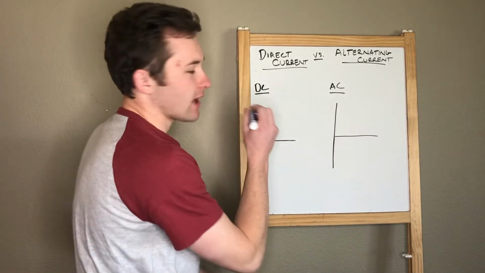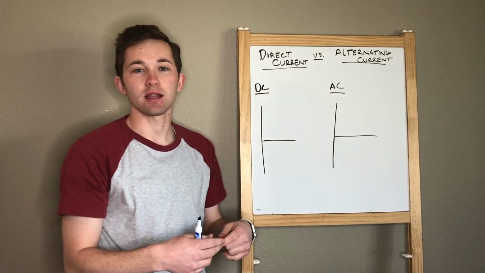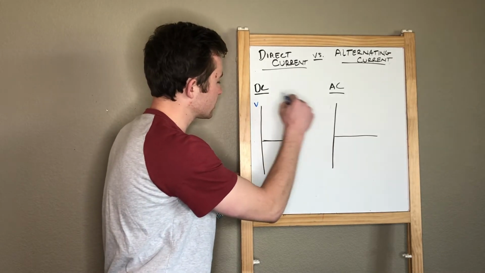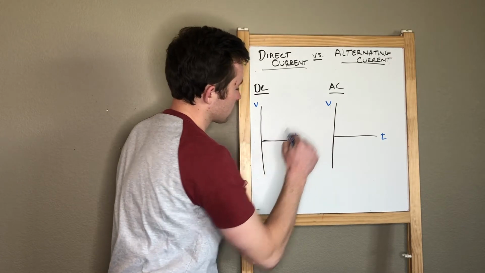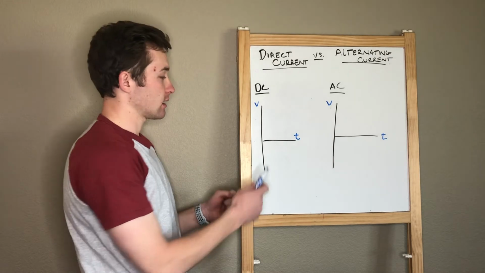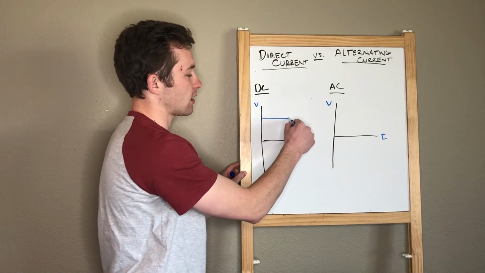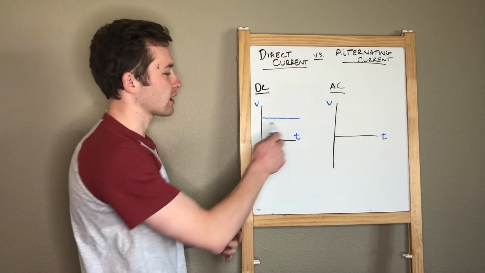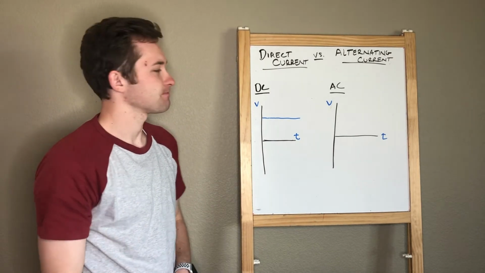So for the direct current, as we said, there's just one battery, one positive end, one negative end, and it just flows in one direction. So this is voltage, and this is time. Depending on what the battery is, it will send out a voltage at a certain level, and it'll be constant for a certain amount of time. It'll stay the same, and then it'll just drop off as soon as the battery runs out of energy.